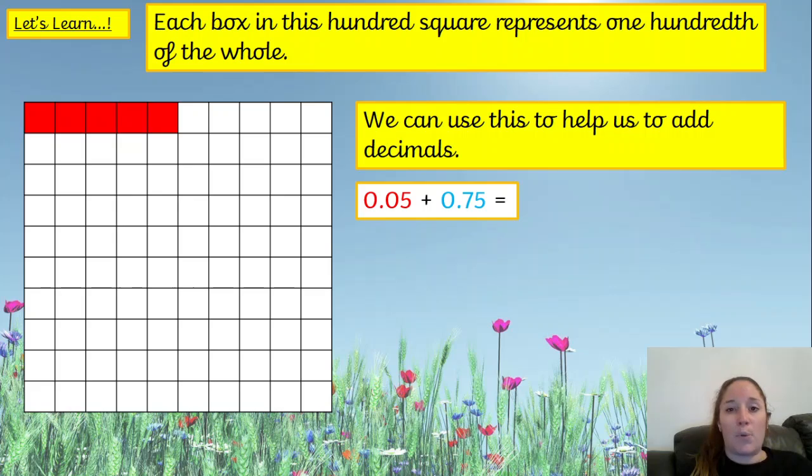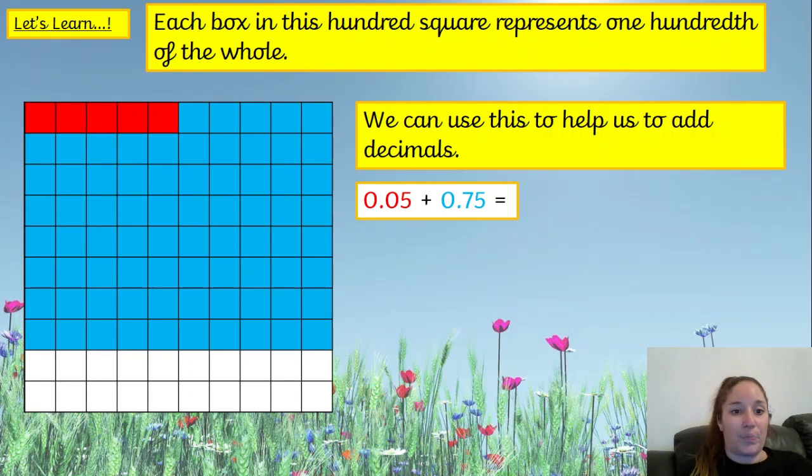So here's 0.05, because we know that 5 parts of this 100 square is 0.05, and we're going to add 0.75. So altogether, how many pieces are shaded? We've got 0.80. It's not 80. I know you're probably looking at this 5 here and this 75, thinking, oh, we just add them together. But it's not always as simple as that.